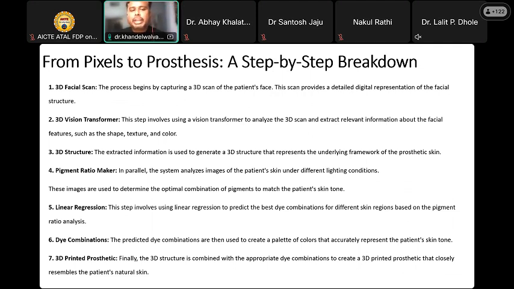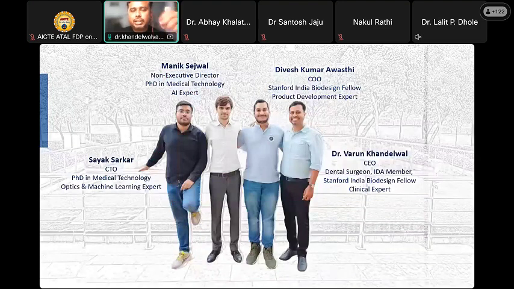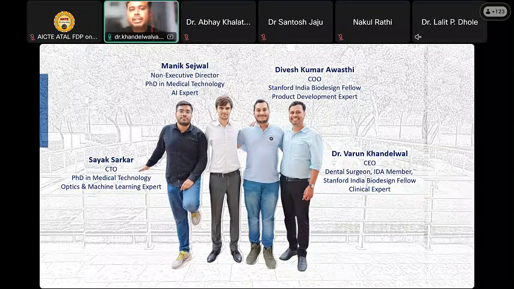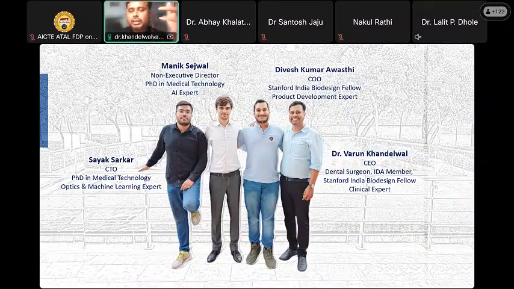So these are the main steps in our algorithm, and then finally a 3D printed prosthesis is delivered to the patient. This is the future prosthesis which I talked about, and this is my team. As we said, we work as engineer and doctor. I am a doctor, and these three are my team members who are engineers. Sai is the main technological expert, who is doing the machine learning and also handling the optics part of the project. And Manik is the main AI expert. His background is computer science engineering, and Divesh is the main operational head of our system.